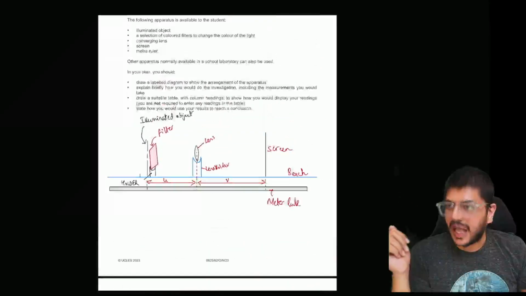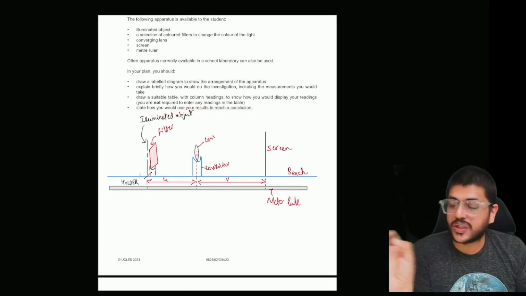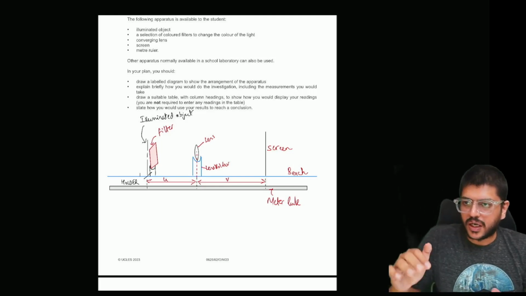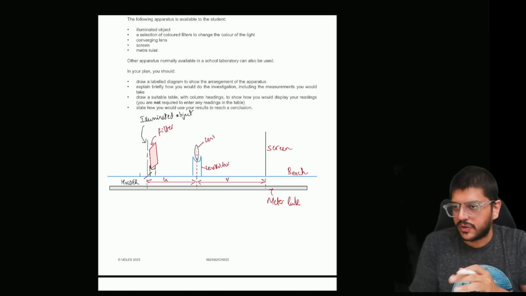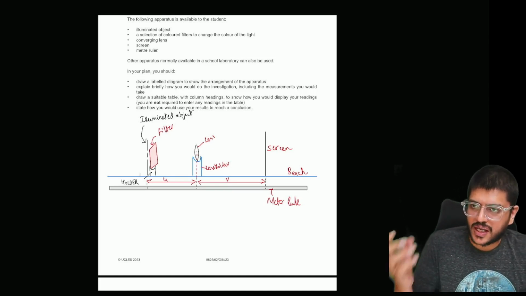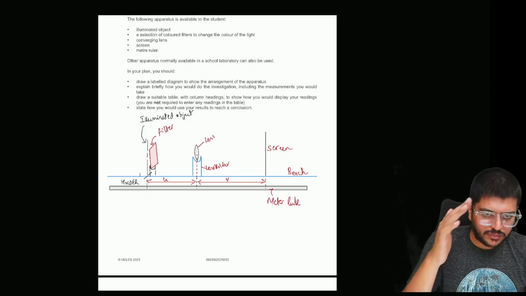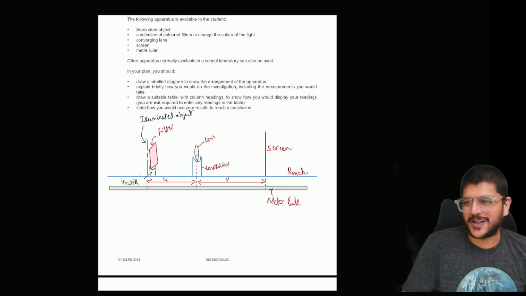That's it. They asked you to state how you would use your results to reach a conclusion. They're not asking you for the conclusion. So don't give them a conclusion that if you're using a red filter, the focal length will be more, if you're using a blue filter... No, they're not asking you for that. They're just asking you how. And the answer is always by using the graph, and the trend of the graph is going to show that relationship. All right. All the best, guys.